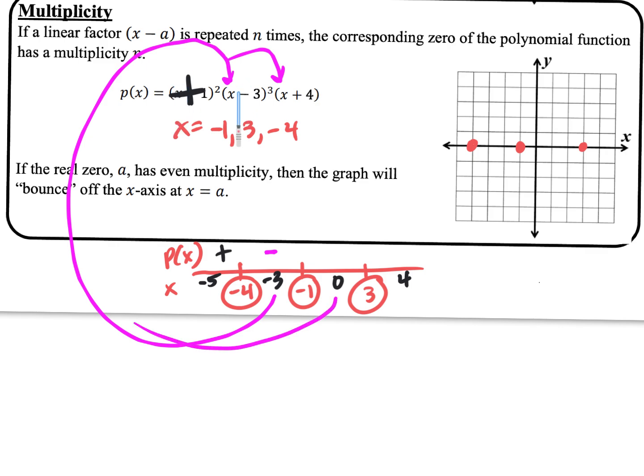Positive. What's 0 minus 3? Negative. Cubed is negative. What about 0 plus 4? Hi, Mr. Cole. So I have to have a negative value from -4 to -1, but I have to have more negative values again. So I'm going to go like this, woo! And then everything after 3 has to have a positive value, so that means I'm above. It is like a W.